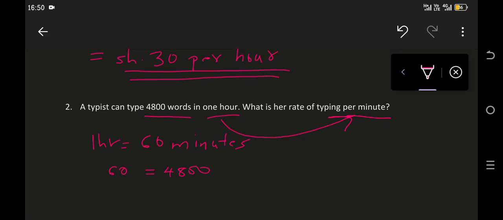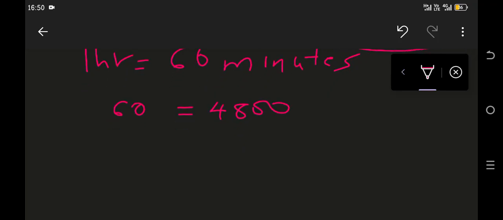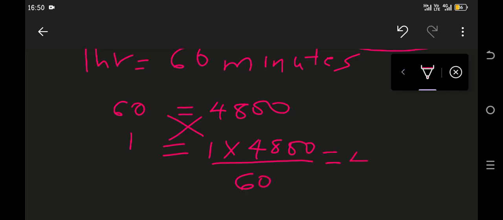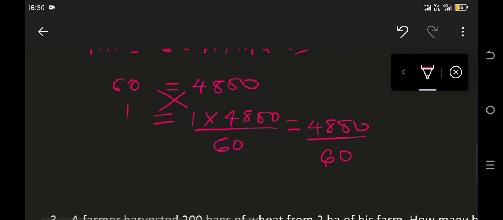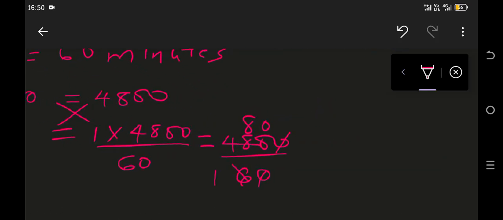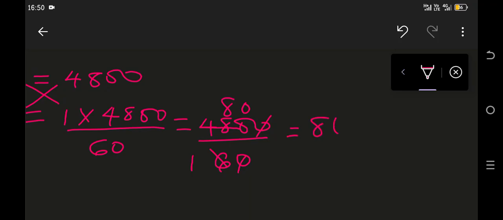In 1 minute, how many words will be written? So you'll take 1 and then you cross multiply, so that you have 1 times 4,800 all over 60. This means that you will be dividing 4,800 by 60. We get the quotient for that. 0 will cancel 0, 6 will go there once, and 6 will go there how many times? 80 times. This means that in 1 minute, 80 words are being written.